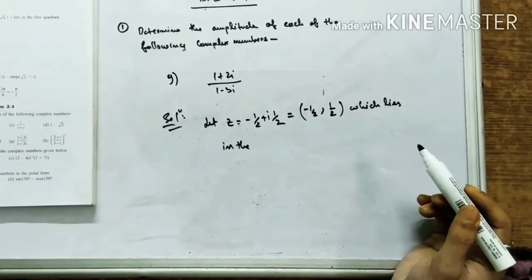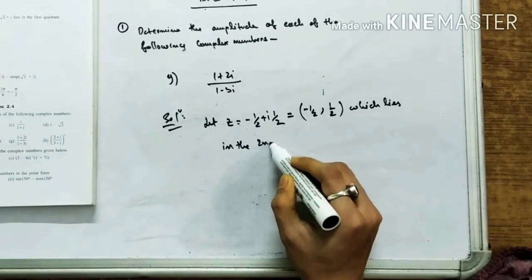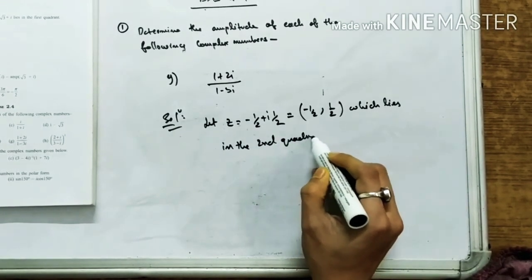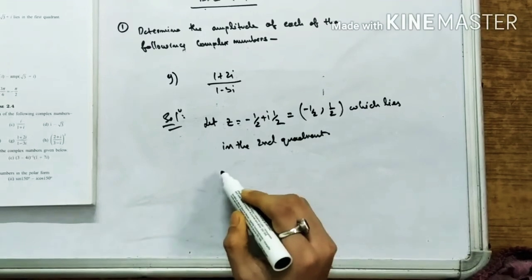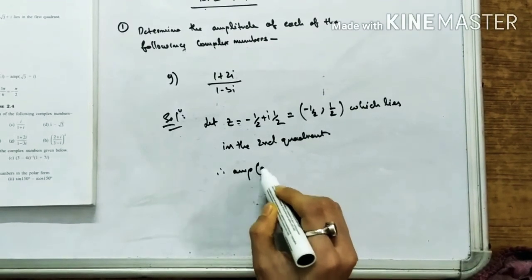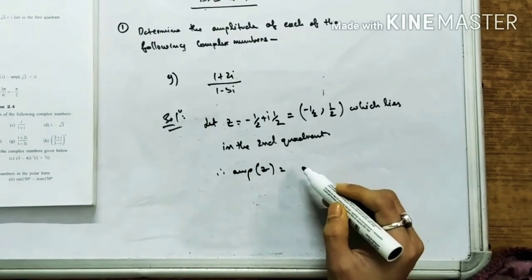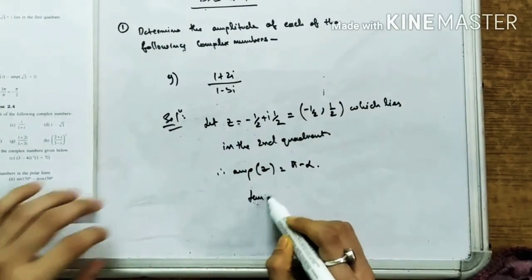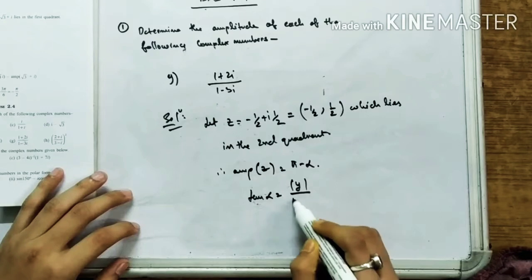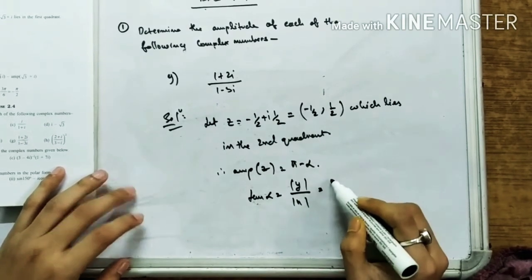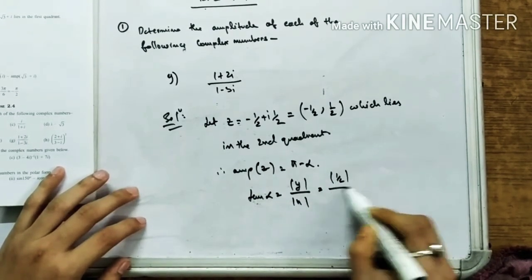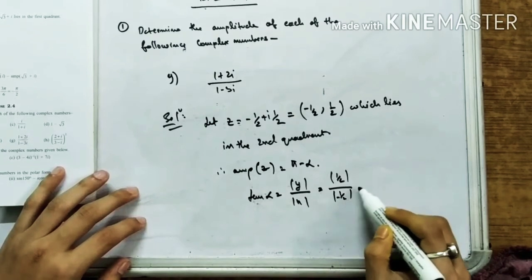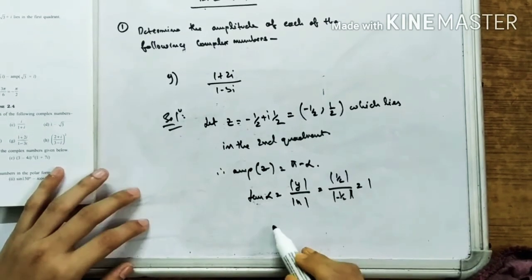The x-axis is negative and the y-axis is positive, so the point lies in the second quadrant. Therefore the amplitude of z in the second quadrant is pi minus alpha. Now tan alpha is equal to modulus y by modulus x. Modulus y is 1 by 2, modulus x is minus 1 by 2, which ultimately gives me 1.